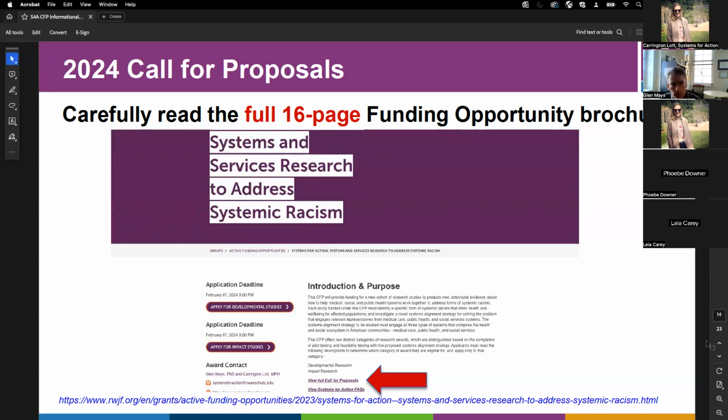Okay, next, I just want to go through a few other technical details about the nuts and bolts of how to submit a proposal in response to this call for proposals. Step number one, please carefully read that full funding opportunity brochure. This slide says it's 16 pages. I think it's actually only 11 pages. It's not quite that bad. But make sure you download that full 11-page PDF from the foundation's website. And you'll see that link that says view the full call for proposals. Click on that. You can download the CFP, read through that. Keep that handy as you begin to prepare your letter of intent.